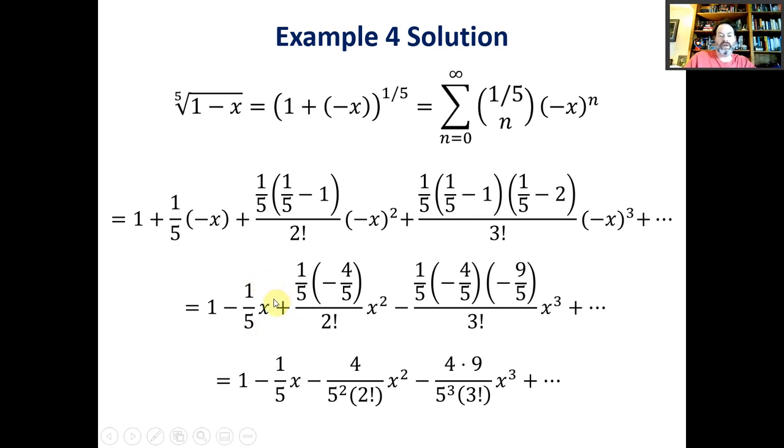So you can see what I'm doing here. I'm pulling these 5s down into the denominator. Then I'm just multiplying the numerators. And the negatives, just for every other term, wherever it's positive, there's an odd number. Wherever it's negative, there's an even number. So they all just become negative.